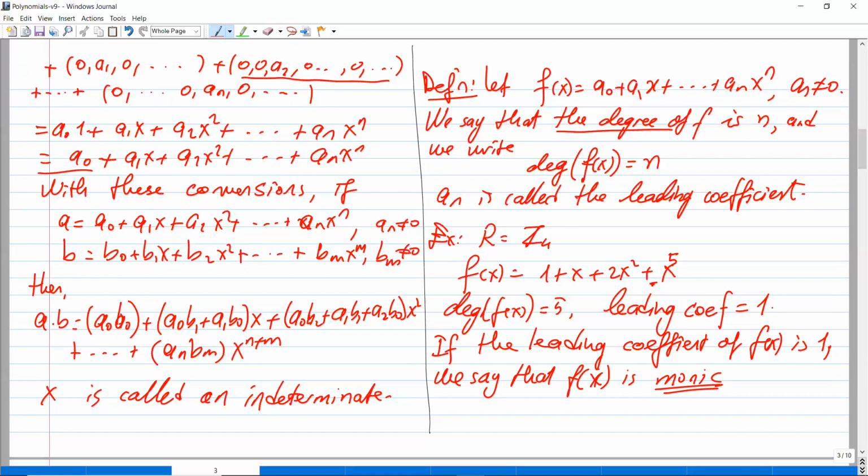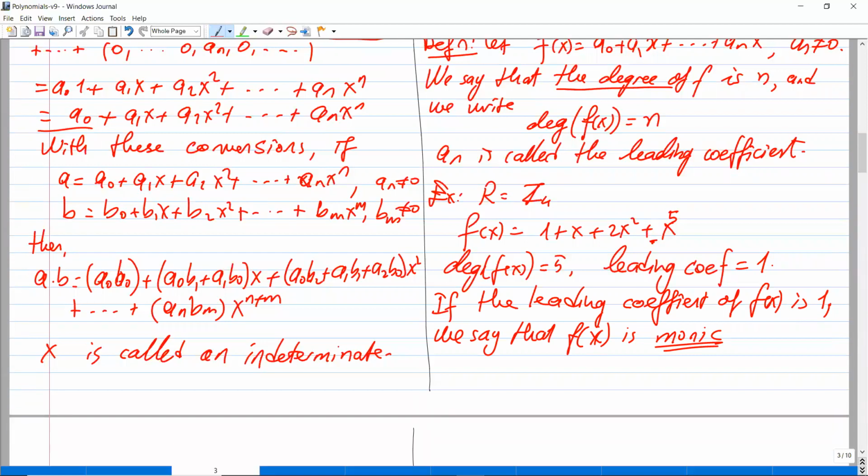Let me give one example. The zero polynomial is just 0. If all the coefficients are 0, the zero polynomial is denoted by 0, as we showed above. Namely 0 is 0, 0, 0, 0, etc., or 0 plus 0 times x plus 0 times x squared, etc.